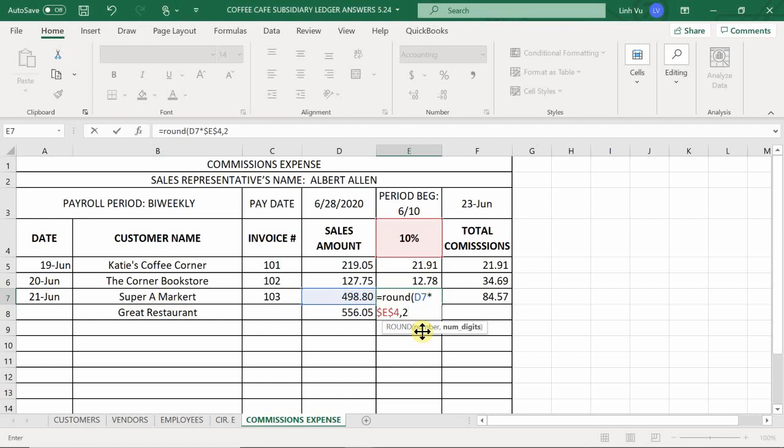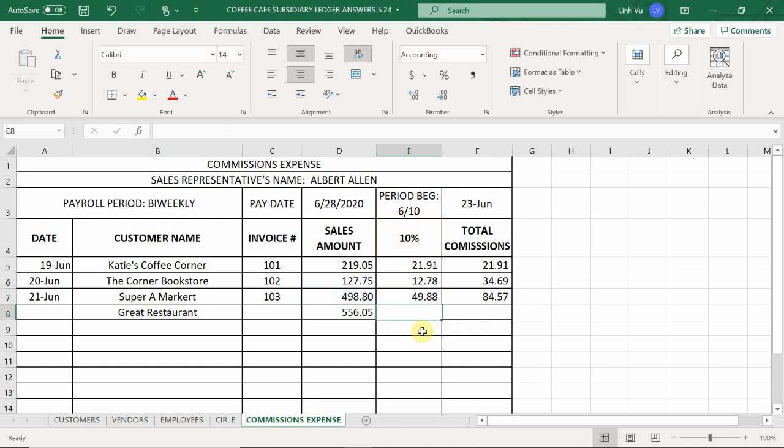Four, and then what's after the 4? Comma 2, because we want the number to be rounded to 2 decimal places. Awesome. Thank you. So then now it's going to be $4. So that every time you drag that formula all the way down, it will pick up whatever you have on the right and it will lock that 10% in there.